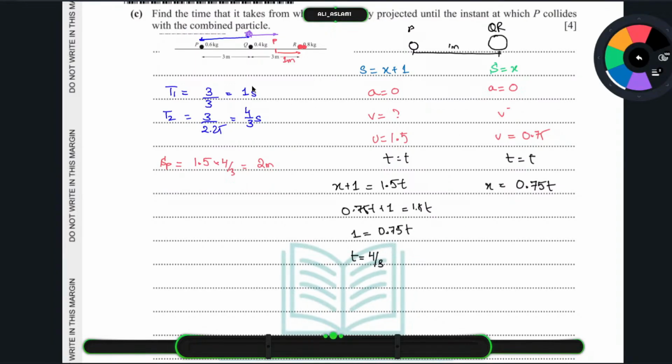So in total 1 second, 4 by 3 seconds and 4 by 3 seconds. So total time would be 1 plus 4 by 3 plus 4 by 3. That should become 11 by 3 seconds, or 3.67 to 3 significant figures.